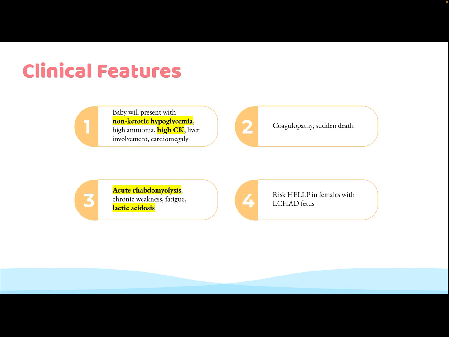A mother who is pregnant with a child with LCHAD deficiency will be at risk of developing HELLP syndrome, which means hemolysis, low level of platelets and elevated liver enzymes. That syndrome can happen in this mother, which is very dangerous and very risky. It can kill the mother if it is not treated. And if she is pregnant with that child, she will have the risk of getting this syndrome.